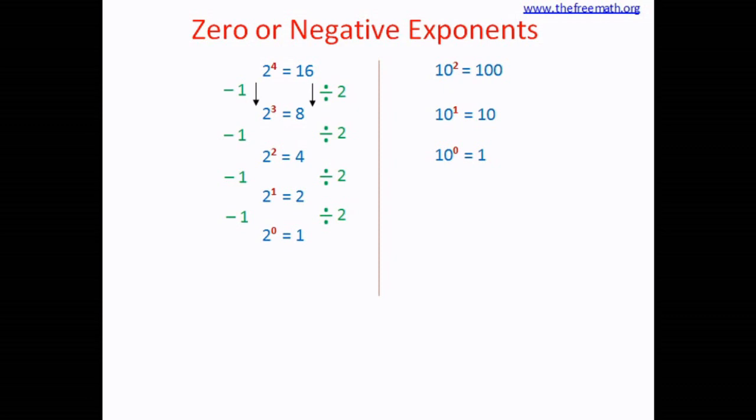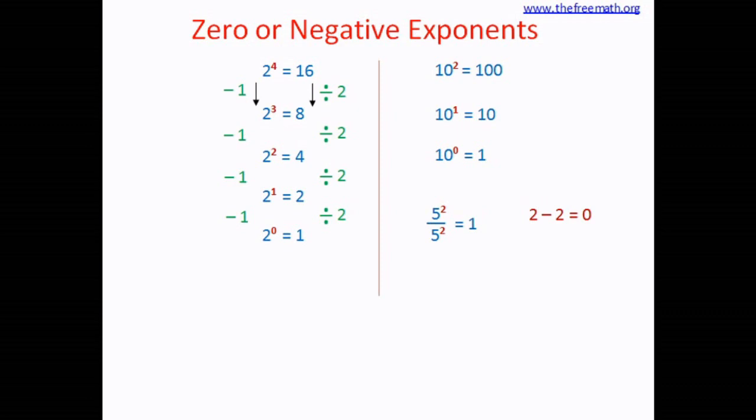Let's verify this by one more method. Consider this: 5 squared divided by 5 squared. We know that any number divided by itself equals 1. So this equals 1. But we know the exponent rule that says when you divide two numbers and the base is the same, you just subtract the exponents. So in this case, the base is the same, which is 5. So let's subtract the exponents, which is 2 minus 2 equals 0.